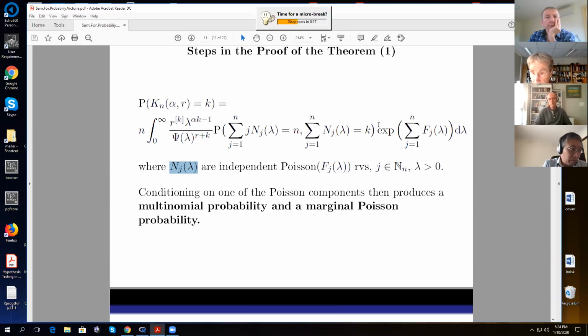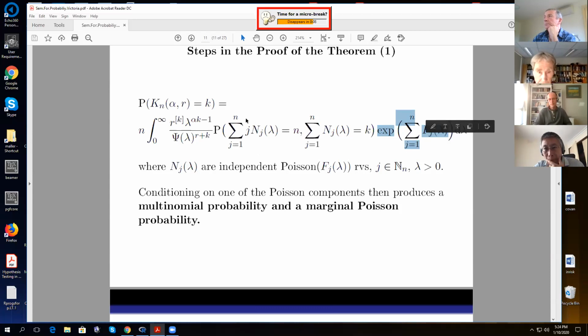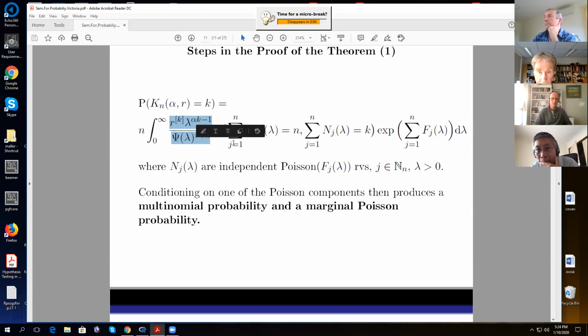And to make it a Poisson, as I mentioned, I have to bring in this factor of the exponential just to make things the same again. And I still have this thing in the front here. So that's just a rewrite of Formula 1.